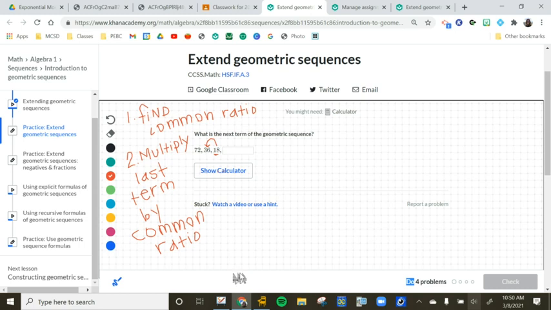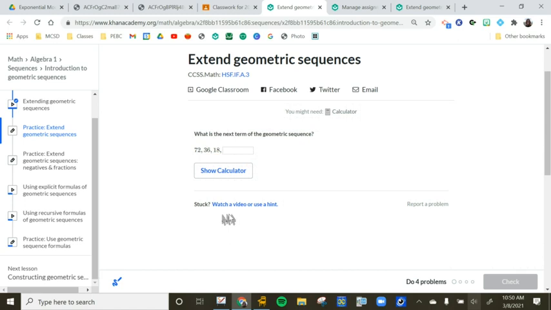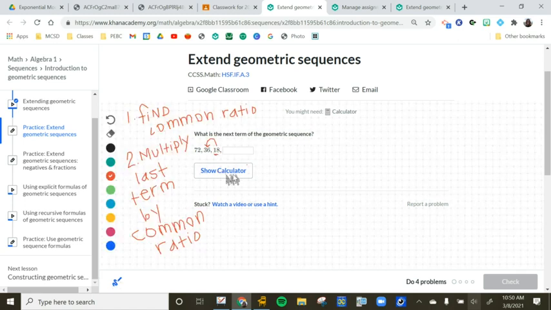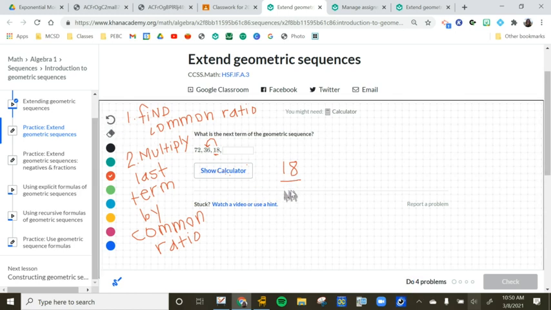Can I show calculator? What is going on? Okay, I guess it won't let me. Oh my gosh. It doesn't want to work with me today. Oh my goodness. Please just let me write a 2.